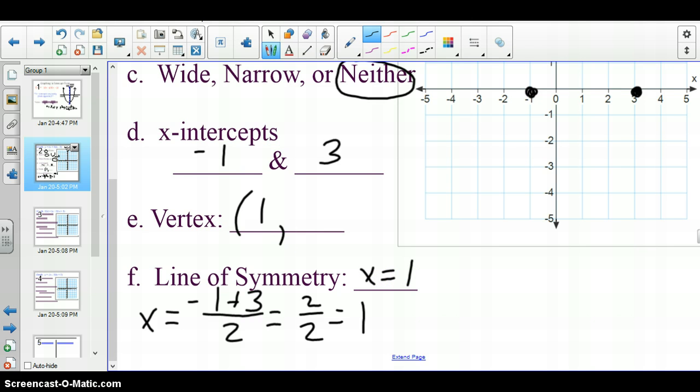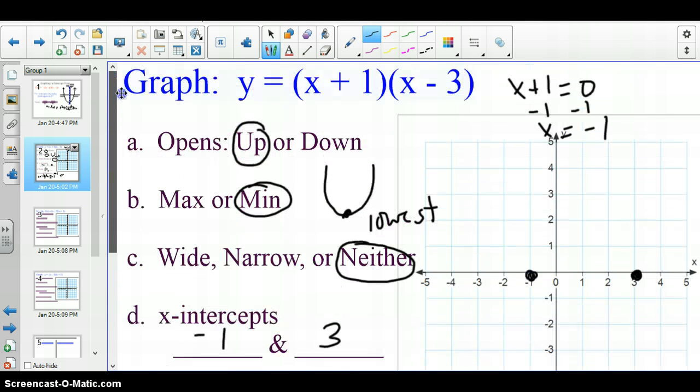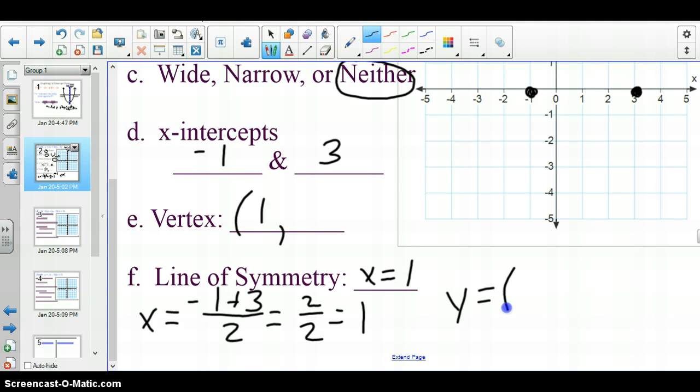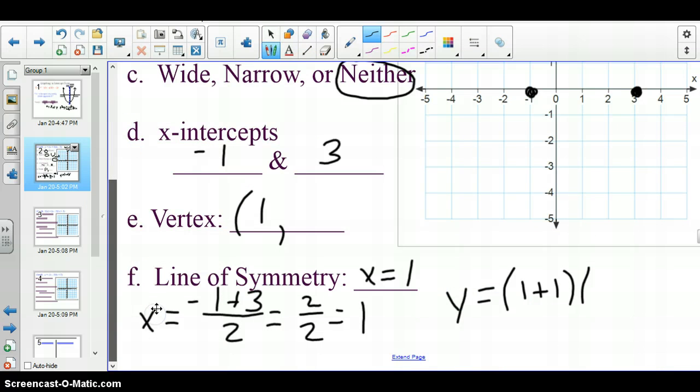To find the y of my vertex, I'm going to take 1 and plug it back into my original equation. So 1 plus 1, and then inside the other parentheses, 1 minus 3. I'm going to do order of operations, so inside the parentheses first. 1 plus 1 is 2. 1 minus 3 is negative 2. 2 times negative 2 is negative 4.